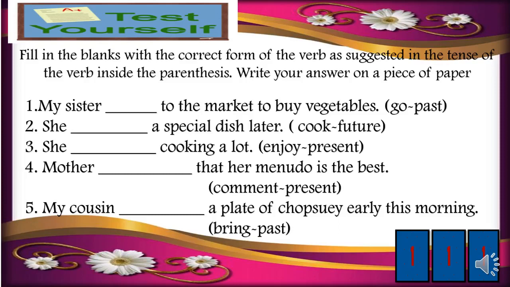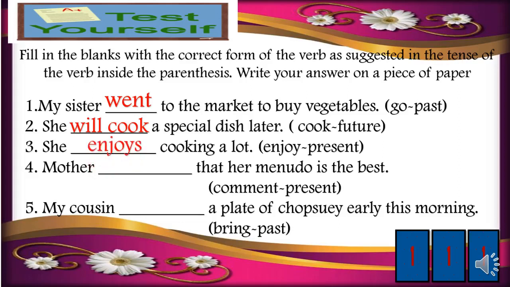Okay, so let us see if you got it correct. So for number 1, we have what is the verb? The verb is go, and the answer must be in the past. So the answer is went. Okay, so that means my sister went to the market to buy vegetables. And number 2, okay, so cook and then future. So she will cook a special dish later.